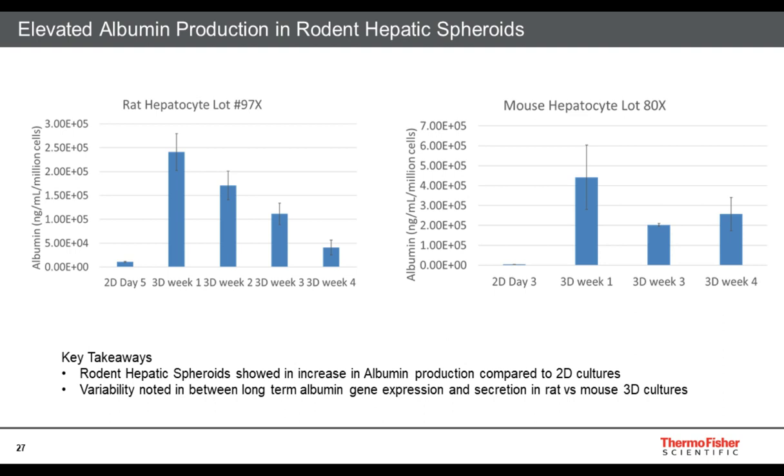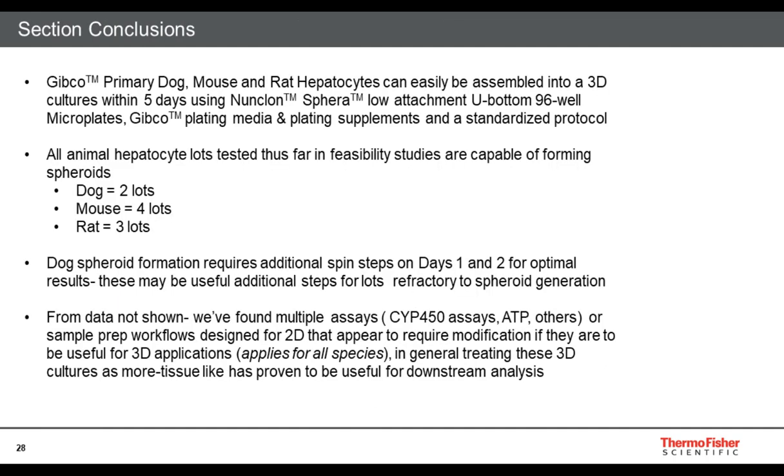This is looking at elevated albumin production in the rodent hepatic spheroids. Rat is on the left-hand side and mouse is on the right-hand side. What we're looking at here is albumin secretion as compared to the same cells plated in 2D. Day 5 for 2D for the rat hepatocytes, and then for 2D, it's day 3 for the mouse. In any case, we see increased albumin secretion for the 3D models here.